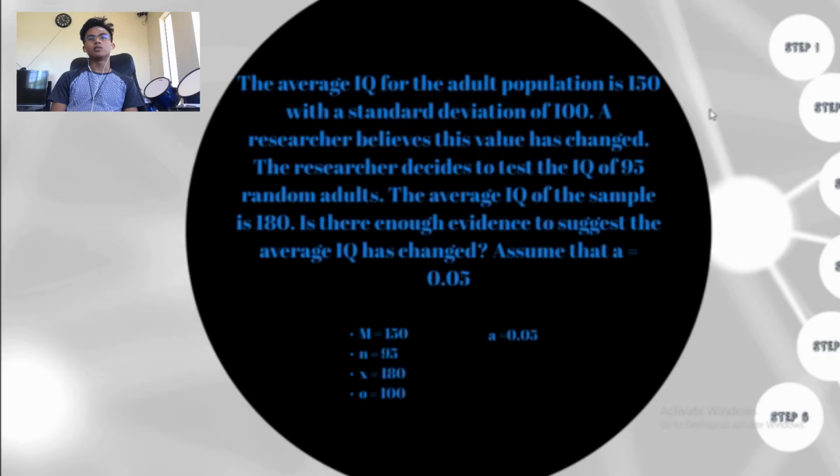Assume that alpha is equals to 0.05, and this is your given, which is M is equals to 150, N is equals to 95, X bar is equals to 180, sigma is equals to 100, and alpha is equals to 0.05. And now let's proceed to the steps.